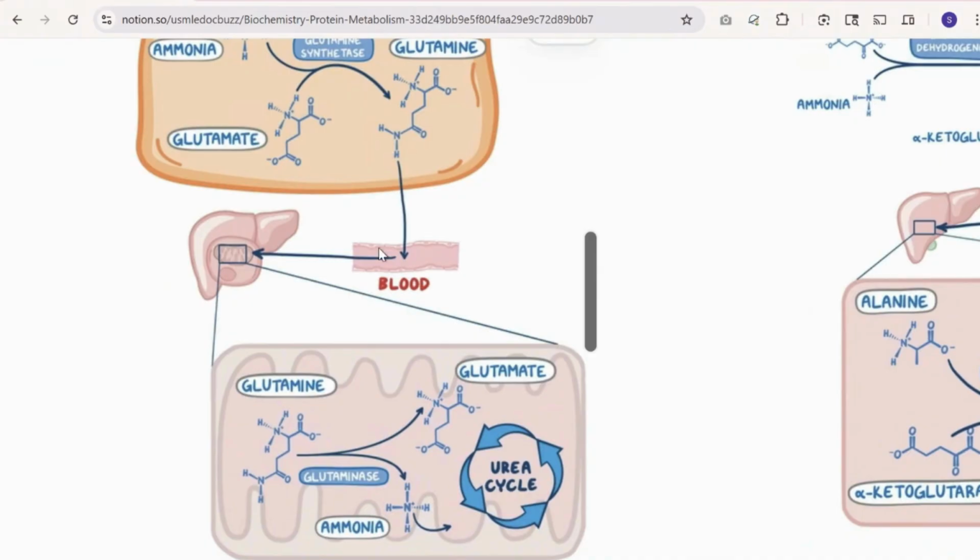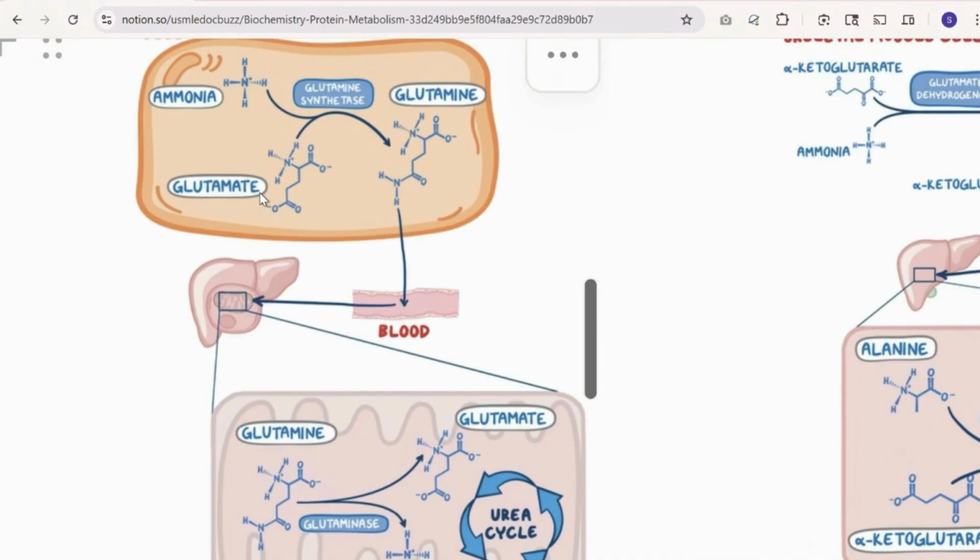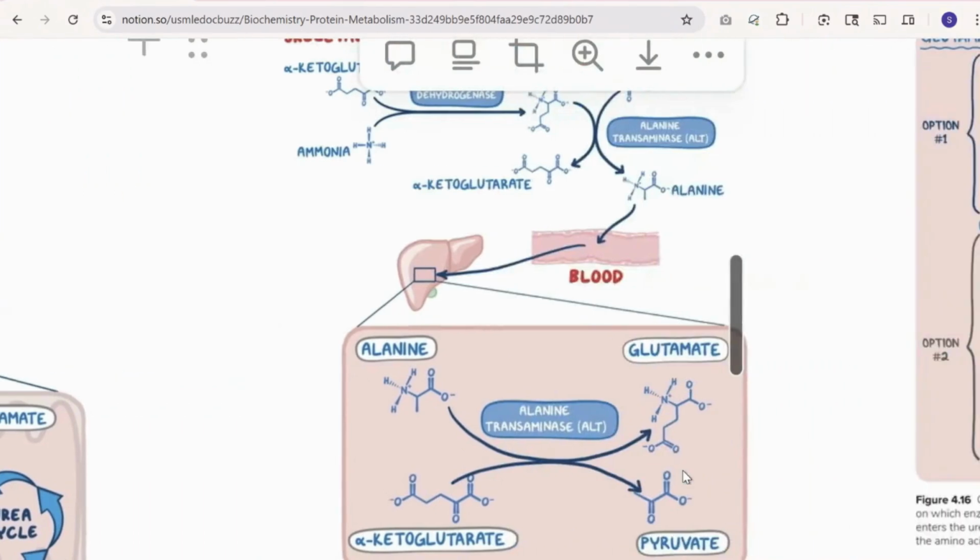Glutamine can go to the blood and into the liver, and then you can recycle it and make glutamate again, or send that ammonium to the urea cycle. That's one way glutamate does this business: attaching itself to the amine group and then transporting it directly. Okay, let's see what the next way is.